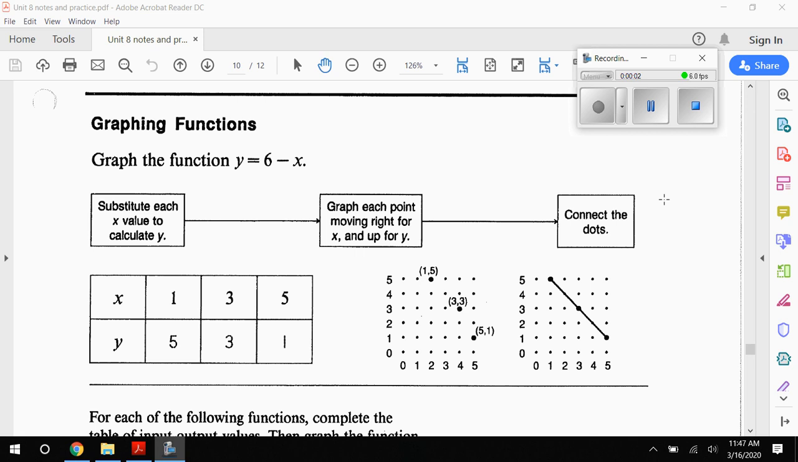Hey everyone, this lesson is for Unit 8, pages 9, 10, and 11. So we're going to continue working with tables, functions, and graphs.